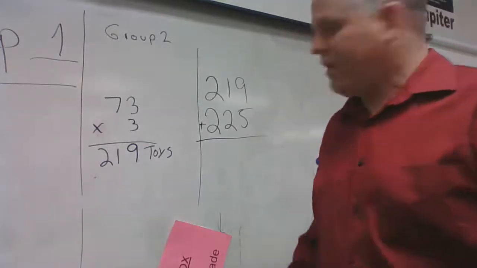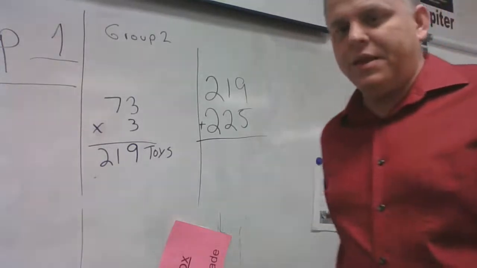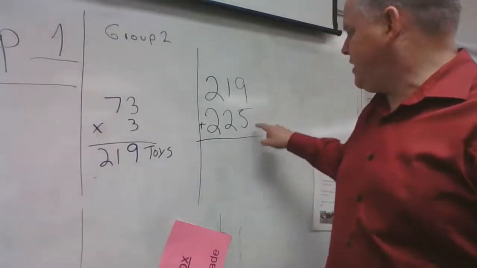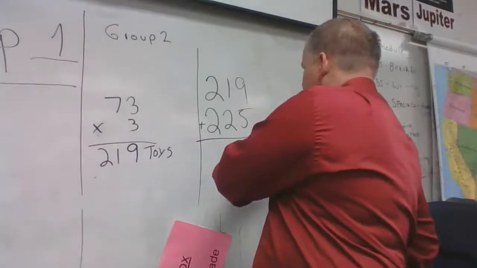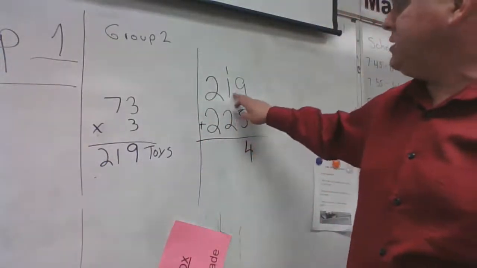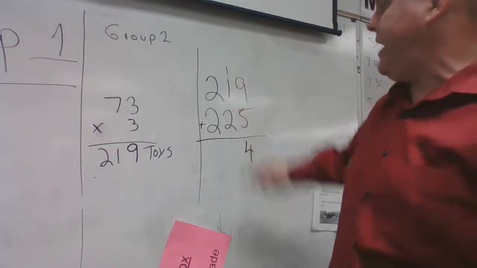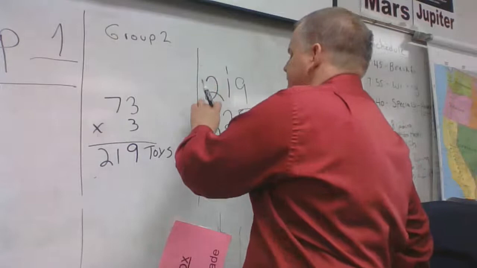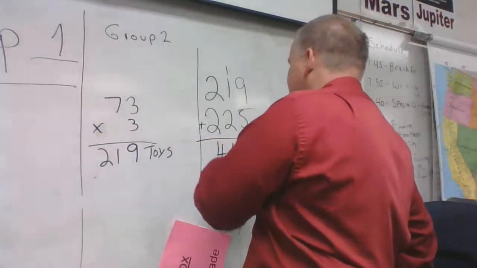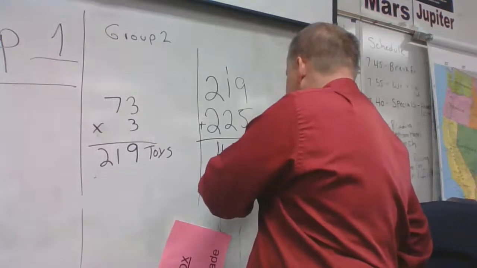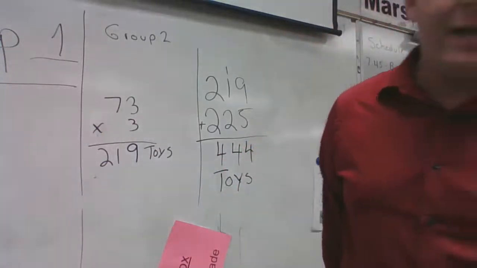444. 9 plus 5 is 14. 2 tens plus 1 ten plus 1 ten is another 4 tens. Then I got 200 plus 200 is 400. My answer is 444 toys. That's a lot to write down in that space.